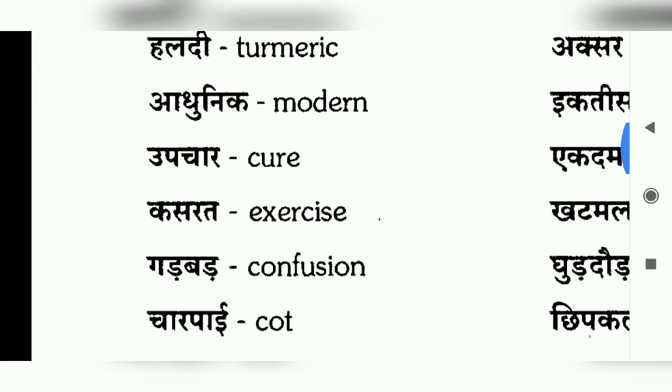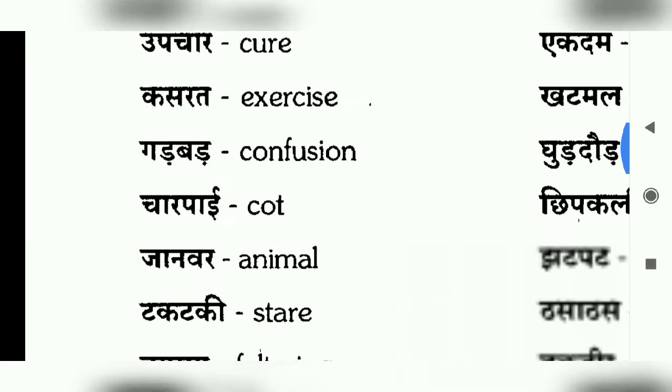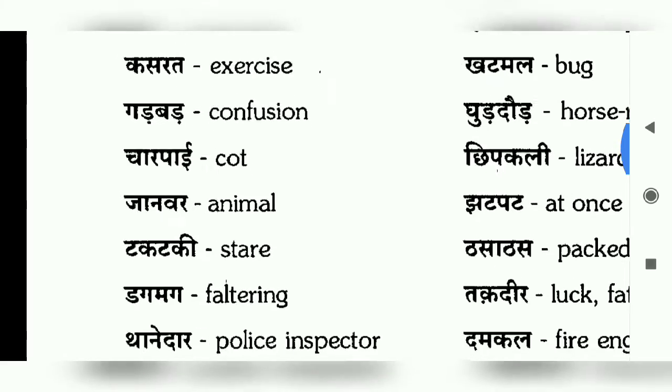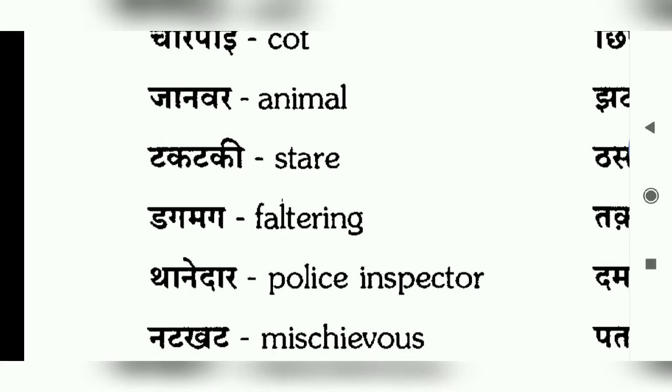So first is, wait a minute. First is animal. Animal means animal. So animal is a very important word which is called in Hindi जानवर. So जानवर, it's an animal. वहाँ देखो वहाँ पर एक जानवर है. See, there is an animal there.